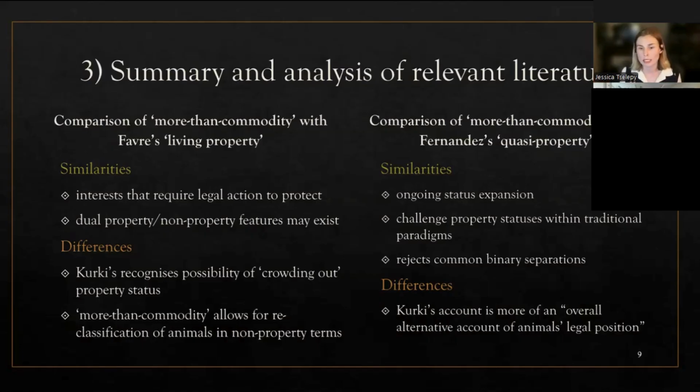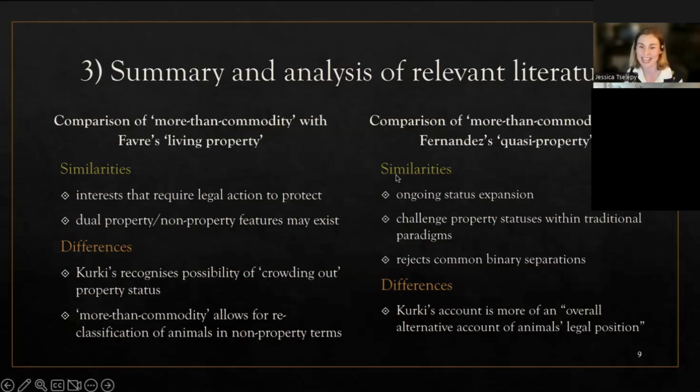So while the DSB articulations of animals in "more than commodity" terms don't actually formally alter their legal status per se, I argue that it may serve as a stimulus to crowd out the commodity features of their formal legal status to the point where their legal characterization as commodity or property is just no longer appropriate and requires more formal change. Awesome. So that's a little bit of a deep dive into the comparative literature.